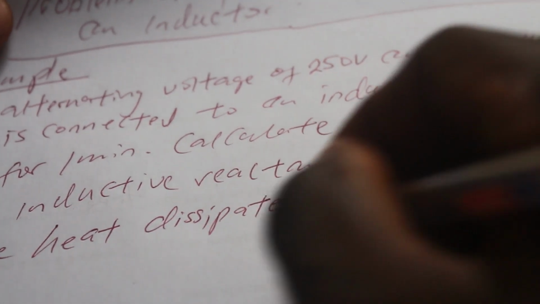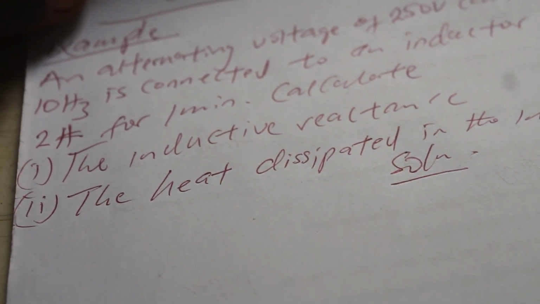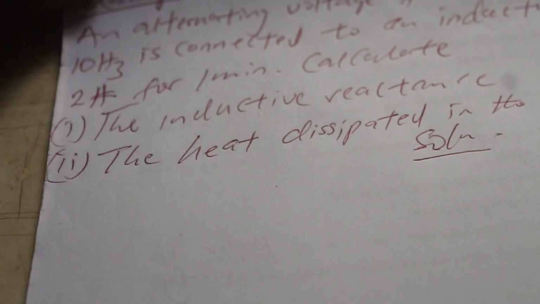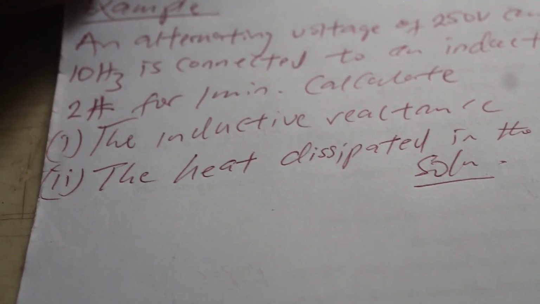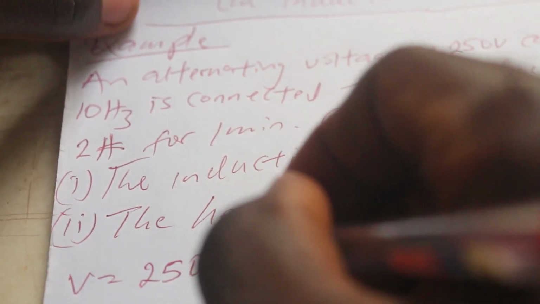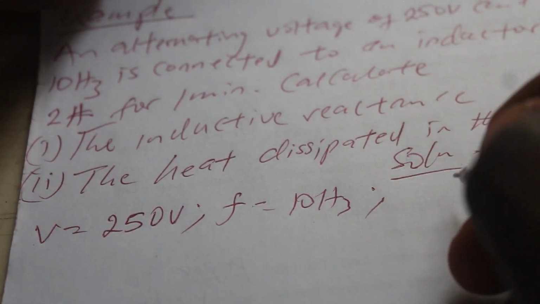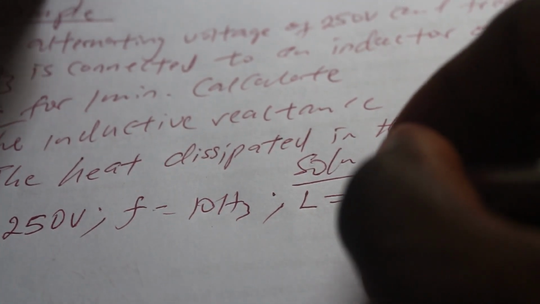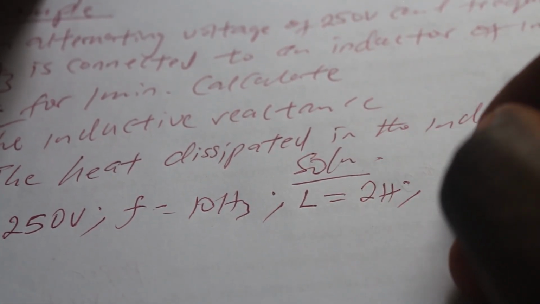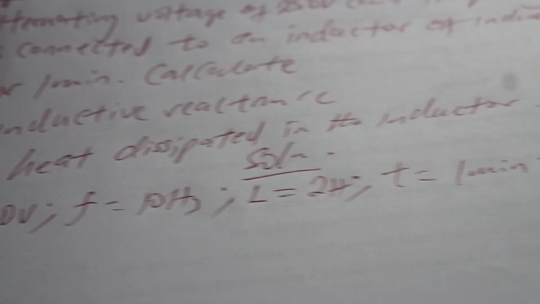So here we have a solution. First of all, we'll have to write down the quantities given to us. The first thing is the voltage was given to us and it's 250 volts. The frequency is given to us and it's 10 Hertz. The inductance of the inductor is given to us as 2 Henries, and then time is 1 minute, which is 60 seconds.